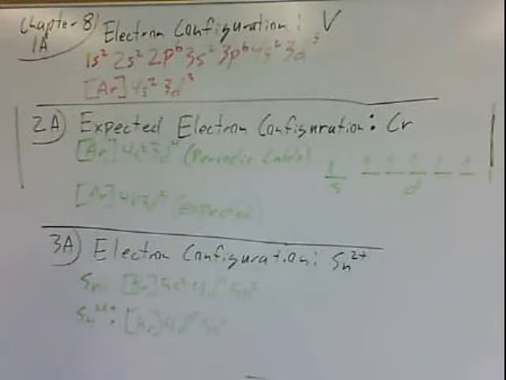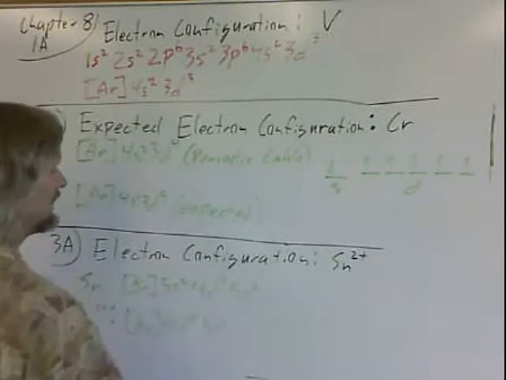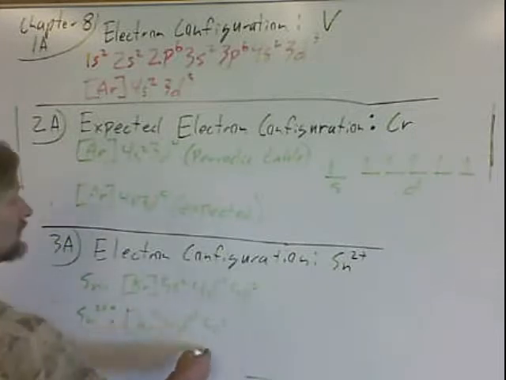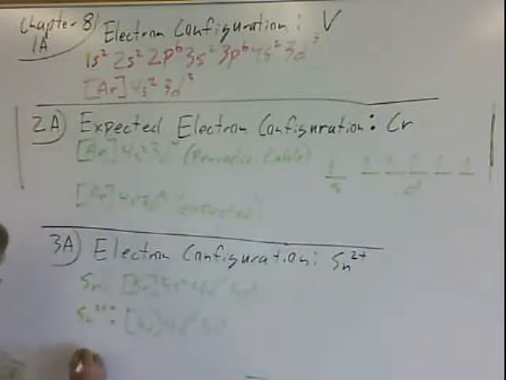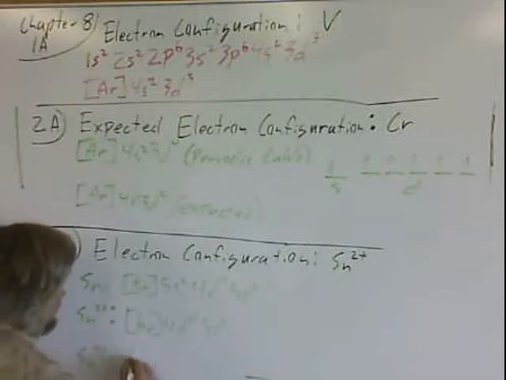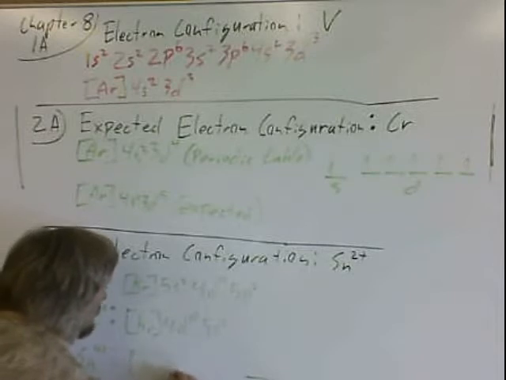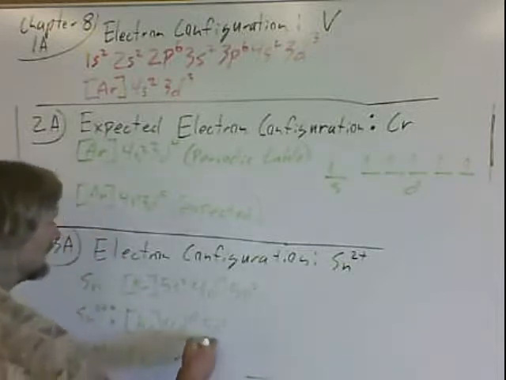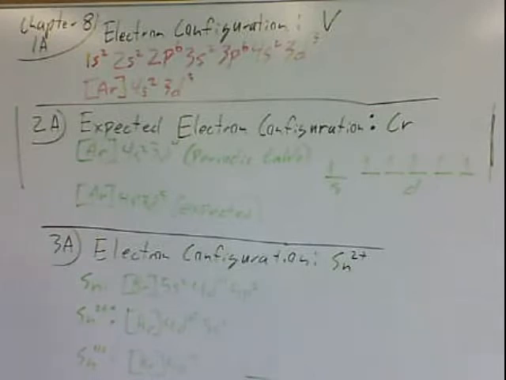Now I'll do one more here. Tin has 2 common charges. So the first charge, we lost these 2 electrons. Well, the next charge is going to be losing 2 more electrons, which will give us Sn4+. And that will be krypton 4d10. We've lost that second set of the level 5 electrons, leaving us only with level 4 electrons.